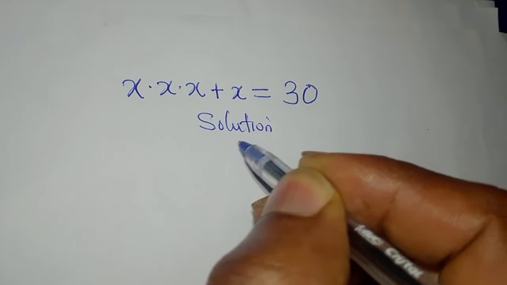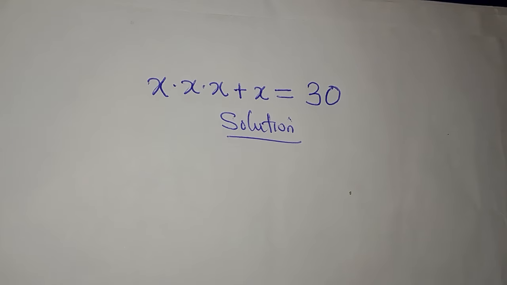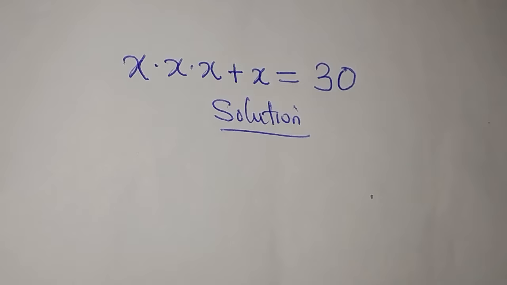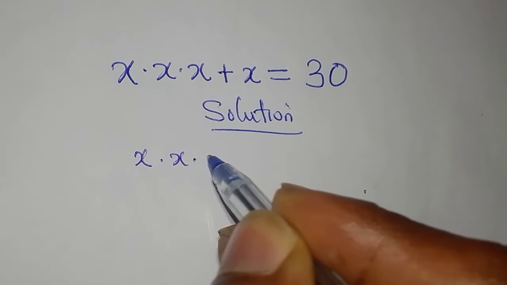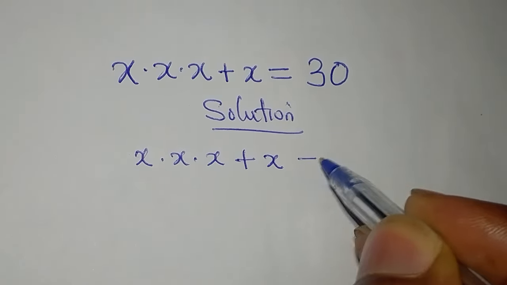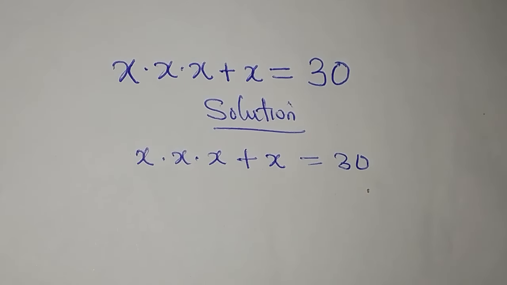Let's provide a solution to this problem right here. Okay, so we have x multiplied by x multiplied by x plus x equals 30. Okay, so what do we do in this case?